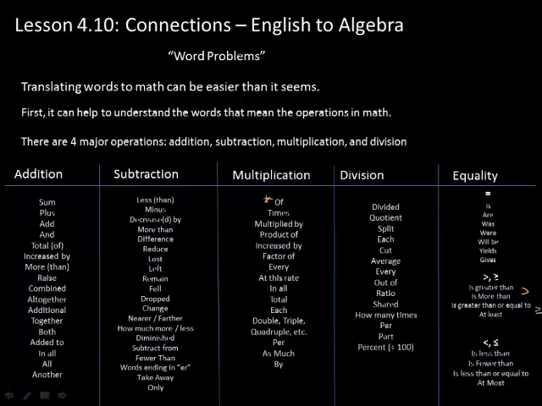And then you have words that mean less than or equal to. We have is less than, is fewer than, is less than or equal to, and at most. So you may want to take the time to write this list down because it can help you when you're translating.